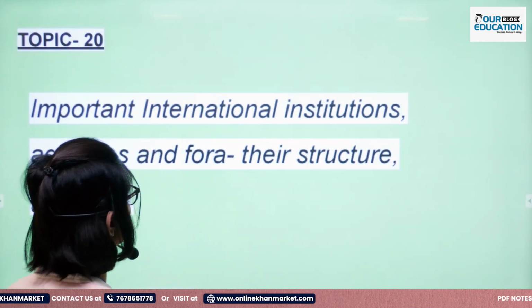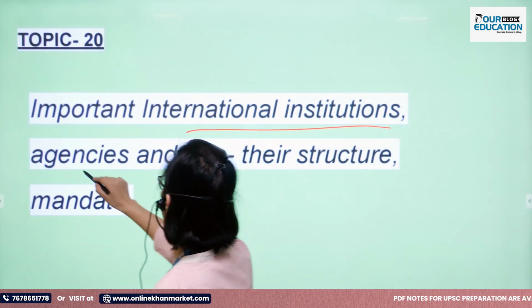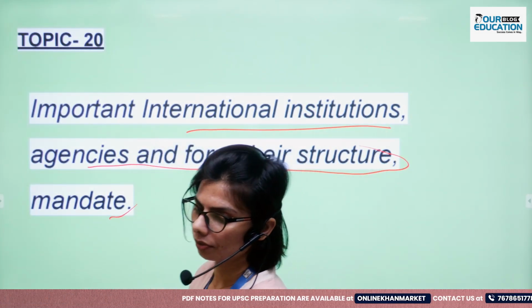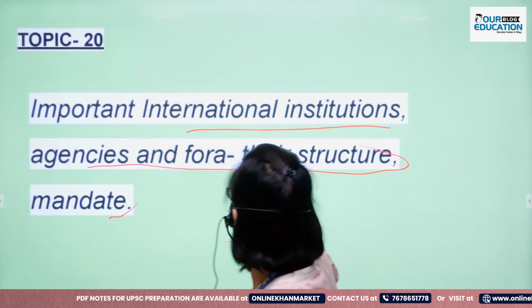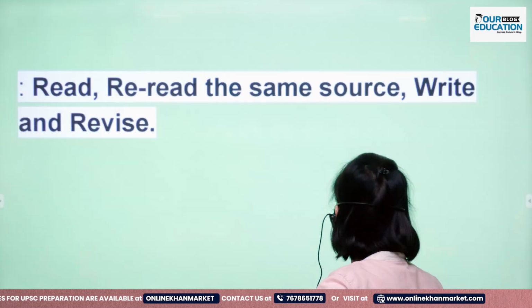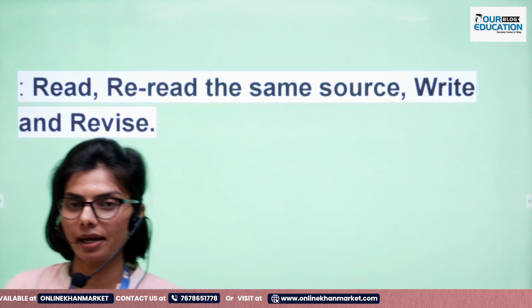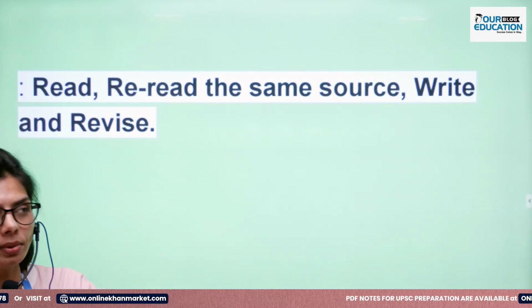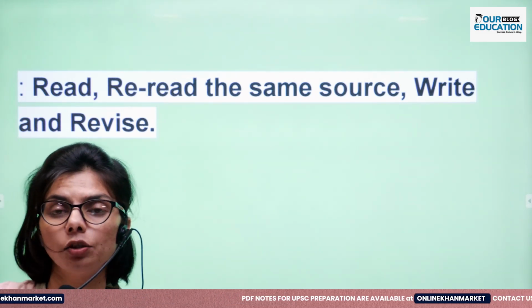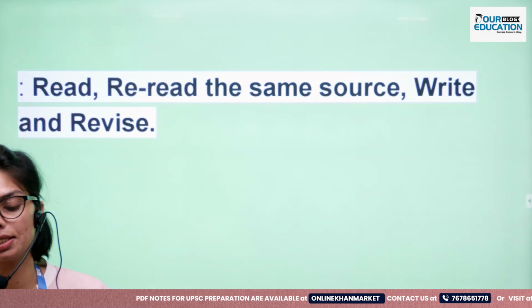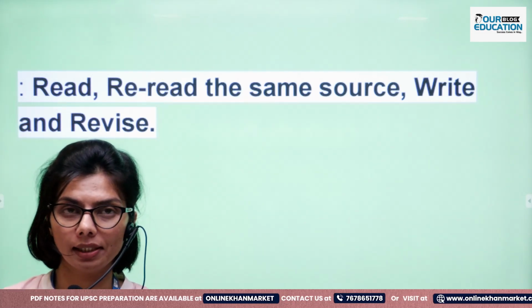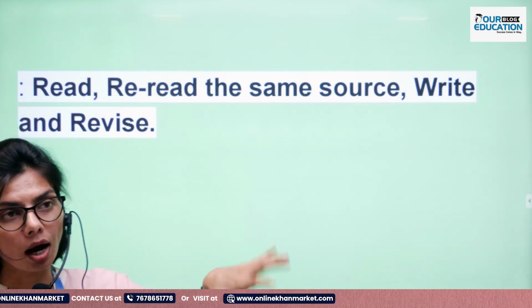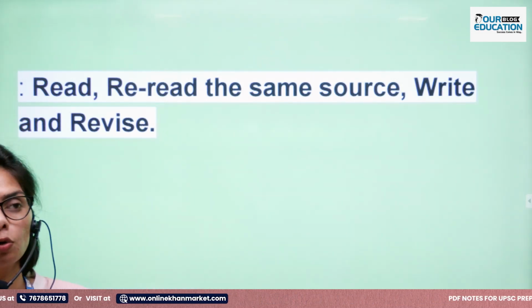Next is important international institutions, agencies, and fora and their mandate. So you know that various agencies and institutions are important, and they are also asked again and again in the exam. So if we see the analysis of the paper, your IR part, social justice, and the polity and constitution, how to approach these papers and how to go about it.